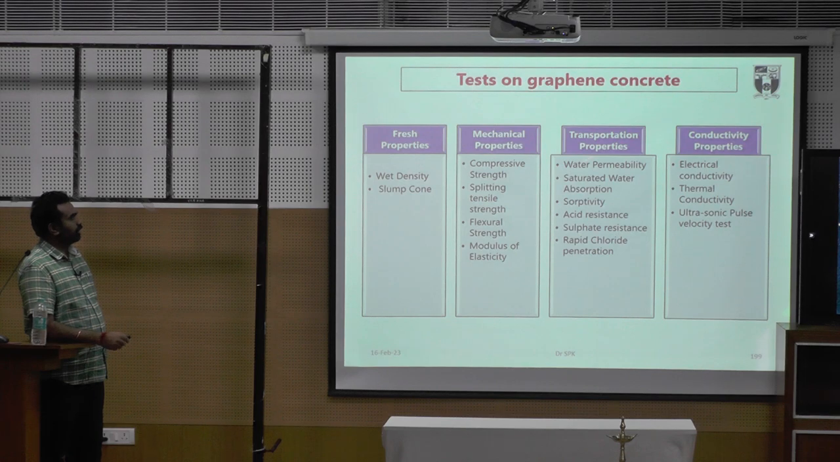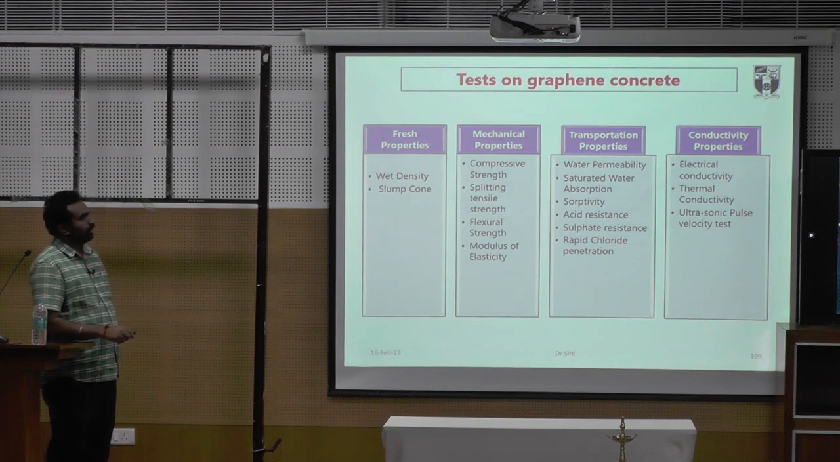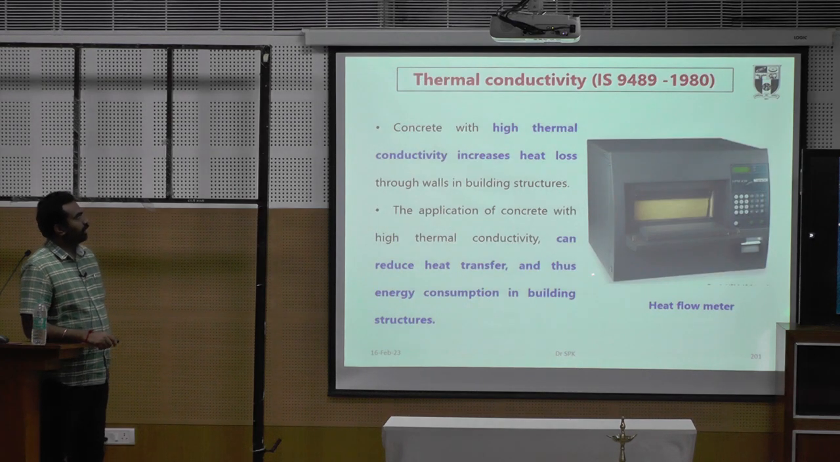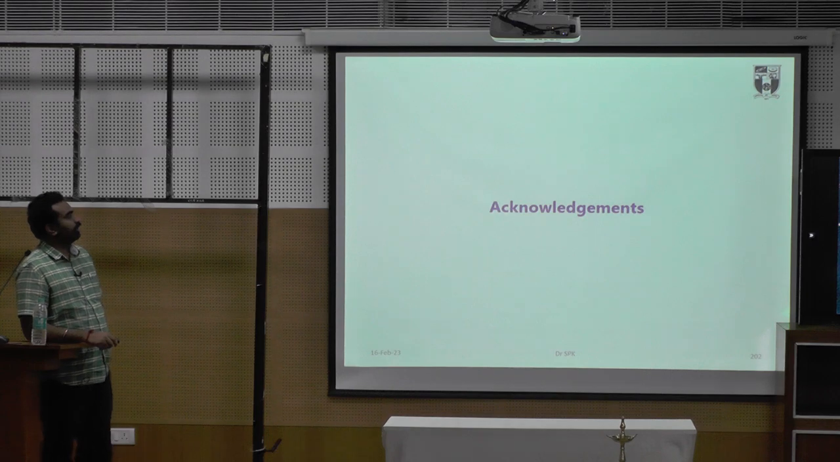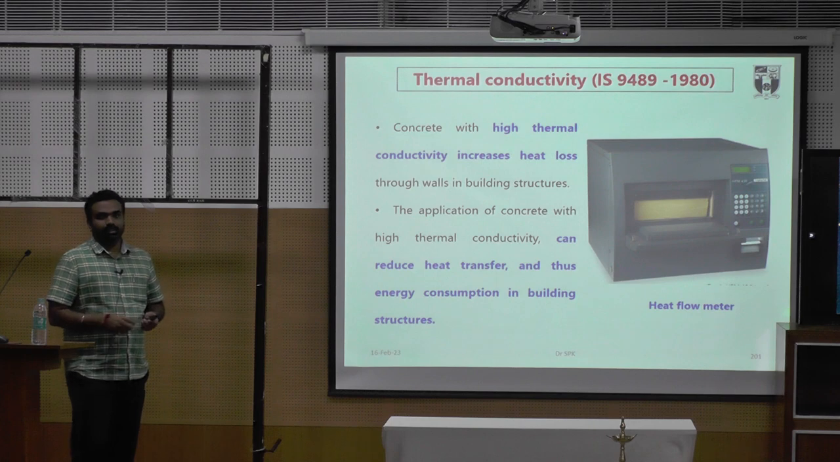These are the fresh properties. Majorly, all other things are normal conventional testing. Majorly with graphene we deal with electrical conductivity, electrical resistivity, and thermal conductivity. We do all these tests using a resistivity meter, and electrical conductivity probes which we use in our laboratories. For thermal conductivity the equipment is a heat flow meter.